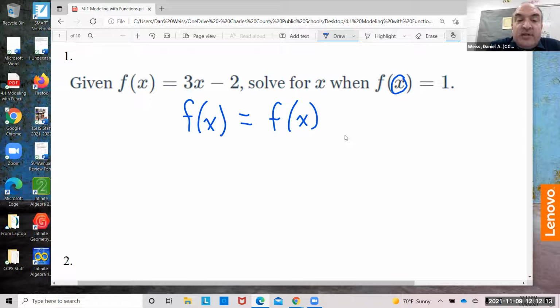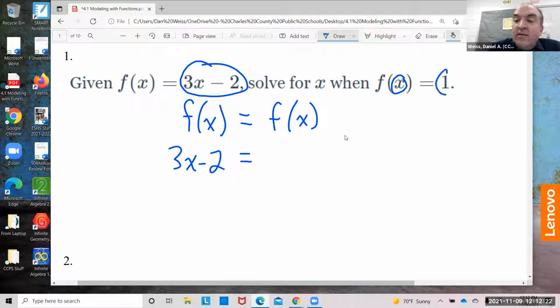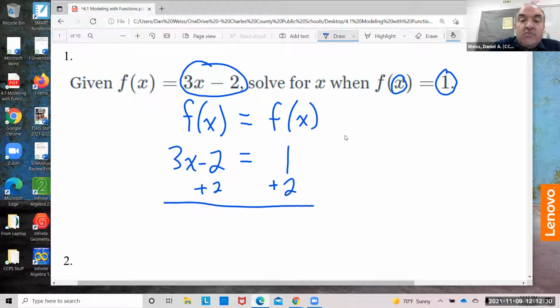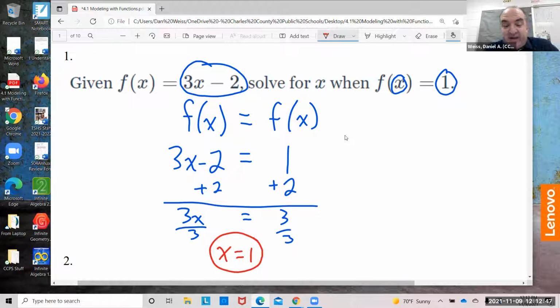So in this case, I'm going to say 3x minus 2 equals 1. What do I do? Add 2 to both sides. 3x equals 3. Divide by 3. And x equals 1. This is just a coincidence that x equals 1 and f of x equals 1. That will rarely happen, but it happens sometimes.